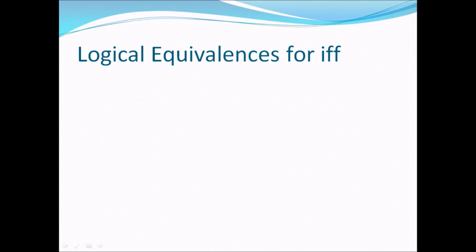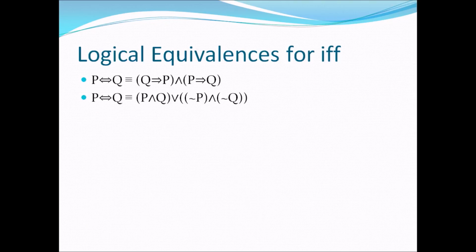So here's some logical equivalences for if and only if. You'll probably see if and only if abbreviated with IFF. So here's the one I mentioned that I advised you to make a truth table for: P if and only if Q is equivalent to if Q then P, and if P then Q. We also have P if and only if Q is equivalent to P and Q, or not P and not Q.